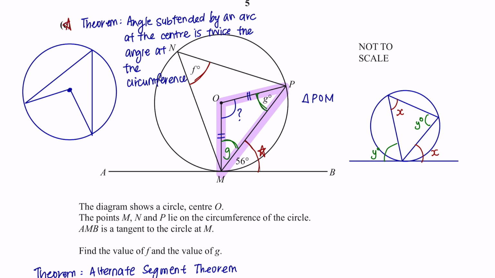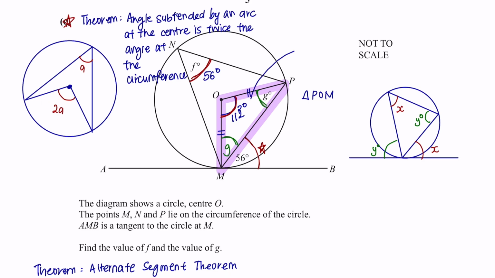Now another theorem that you have to know is that the angle subtended by an arc at the center is twice the angle at the circumference. So the angle F here is 2 times smaller than the angle over here. If the angle of F is 56 degrees, that makes this angle to be 112 degrees.